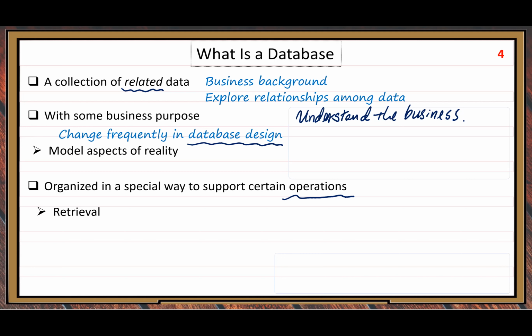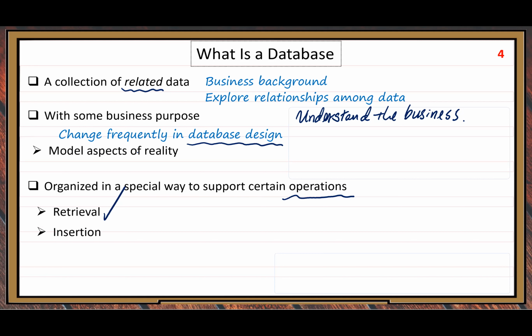The first type, basic operation, is data retrieval operation. Retrieve the data from your database. In this class, we will spend most of our time on this type of operations, data retrieval, because it could be very complicated. For other types of operations, much easier. We do not need to spend a lot of time.